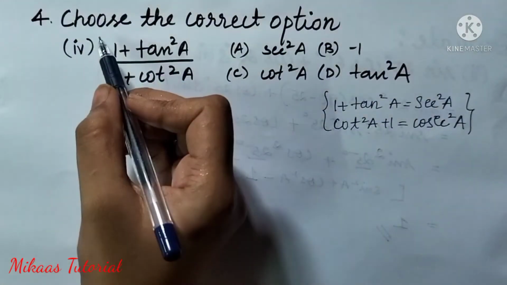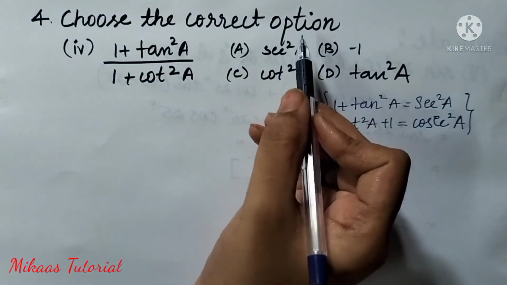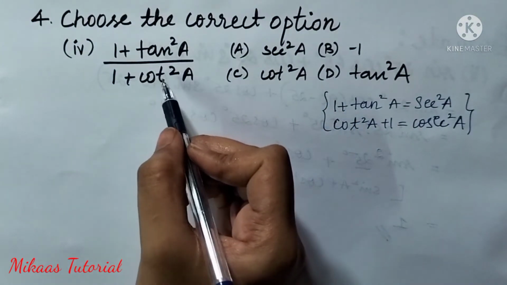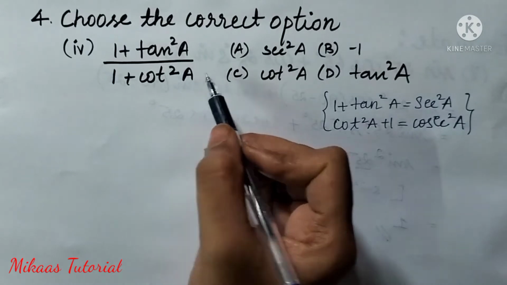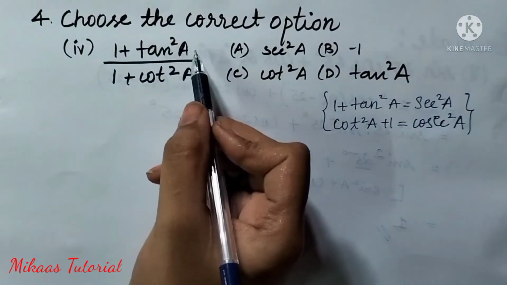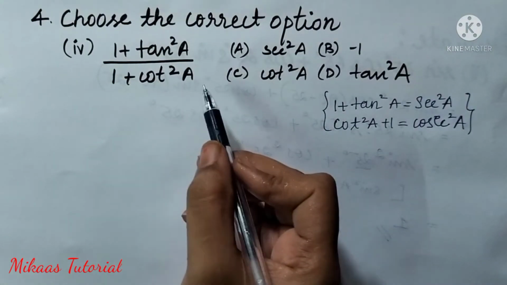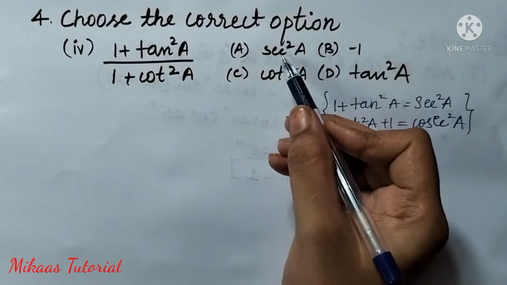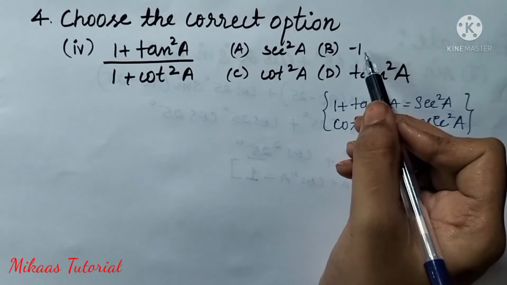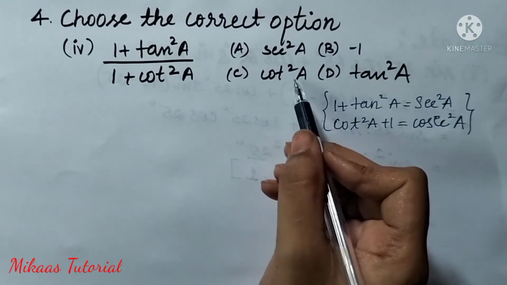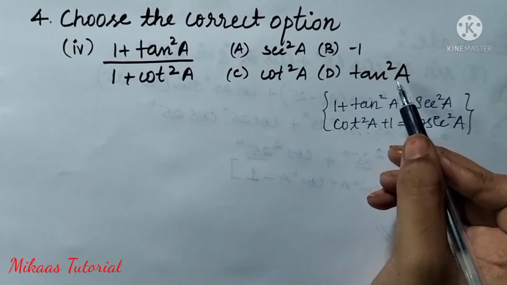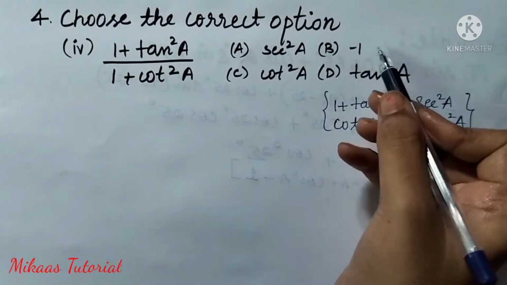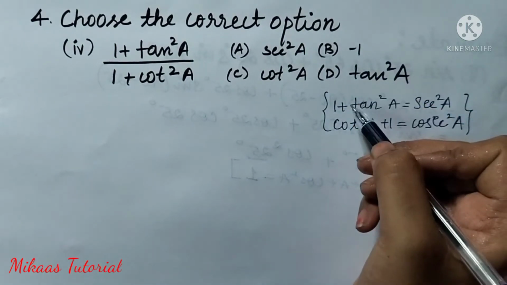Next question, we will go inside. Choose the correct option. It's the fourth question. In that we have many questions. I have taken this one which seems to be a little tricky. That is 1 plus tan square a divided by 1 plus cot square a. So we have the options here. What are the options? A is secant square a, and the second option is minus 1. C is cot square a. D is tan square a. So now we will calculate this and we will get the answer and select one option from this.